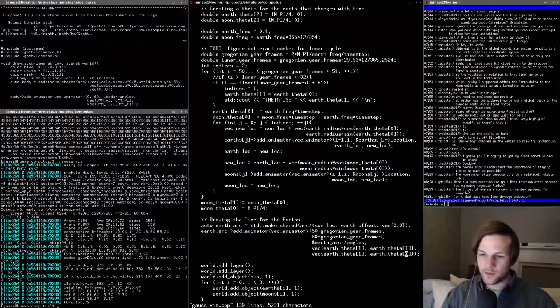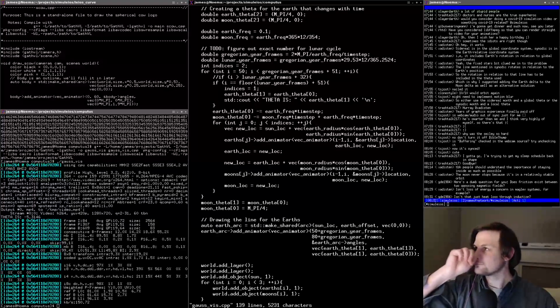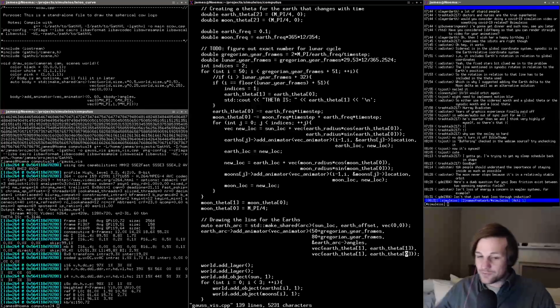Isn't that just heat loss through induction? Isn't loss of energy a concern in maglev systems, for example? Right. I don't know about this so much. I probably should know more because, again, I have a physics PhD technically, but I don't really have an answer for you right now off the top of my head. I left my physics books in OIST because I just didn't have room to carry them with me. Okay.